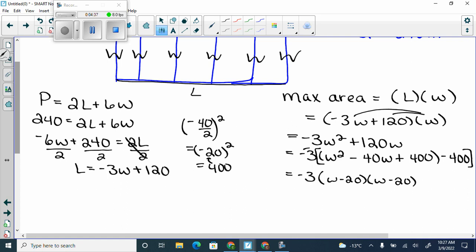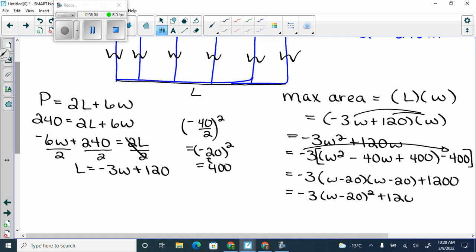And then to get rid of the square bracket, I have to remember to multiply. If you forget to multiply in this case, you're going to tell me the max area is negative 400, which makes absolutely no sense. Max areas can't be negative. Then you'd be like, oh, it must be positive. So it's positive 400. No, it doesn't just miraculously turn positive because you know it needs to be positive. That's why you have to multiply that number out. So negative 3 times negative 400 is positive 1200. And when I go to rewrite it, I get negative 3 (W minus 20) squared plus 1200.